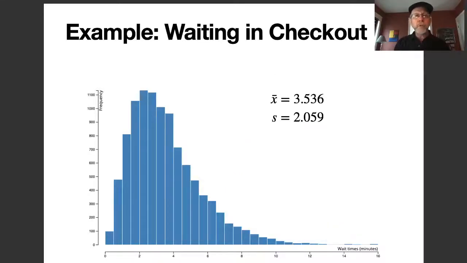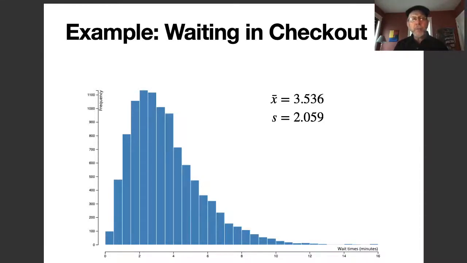Here, excuse me, here's another one. This is waiting times in checkout at a large department store. The units are minutes here. It's a really large data set. I think there's 10,000 measurements in this data set. The average waiting time was essentially 3.5 minutes, but the standard deviation was about 2 minutes, or 2.1 minutes rounded to one place.